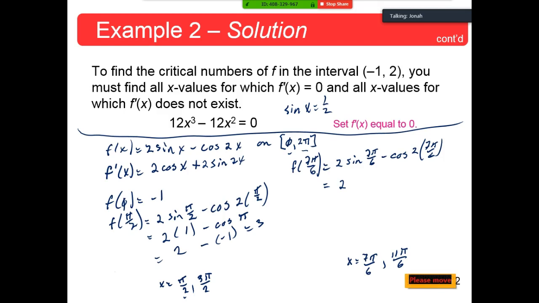Is it -1/2? That was a -1/2. Perfect. Okay. Minus the cosine of, and what's 2 times 7/6 pi? 14 pi over 6. 7 pi over 3. Excellent. Okay. Now, what's 2 times -1/2? -1. Minus, cosine of 7 thirds pi.